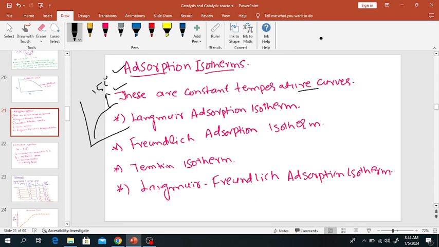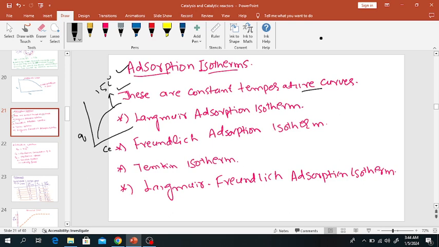On the x-axis, it can be partial pressure or equilibrium concentration, and on the y-axis, it can be equilibrium uptake. There are various types of isotherm like Langmuir adsorption isotherm, Freundlich adsorption isotherm, Temkin adsorption isotherm, and Langmuir-Freundlich adsorption isotherm. Usually these isotherms are obtained from the equilibrium study, from the adsorption equilibrium.